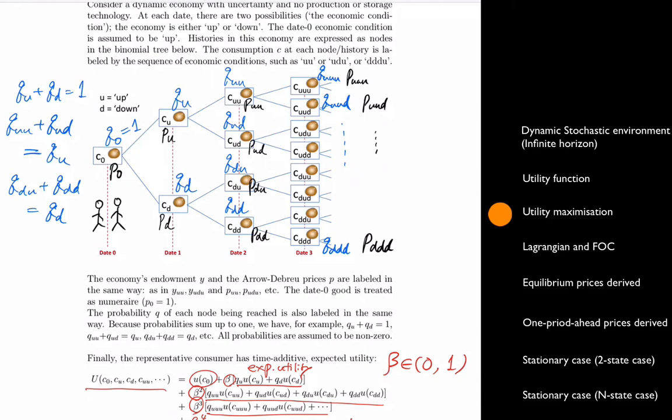Now the consumer maximizes his utility subject to the budget constraint, and the budget constraint says the total expenditure is equal to total wealth, and the total wealth comes from the consumer's endowment. So let's also define endowment. We are going to denote endowment by Y. So Y0 is the amount of date zero consumption goods the consumer has. Similarly, YU, YD, we label everything in the same way.